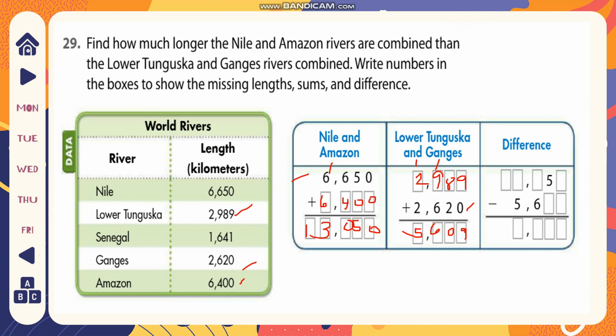And the difference, what is the difference? So 13,050 subtract by 5,609. So 0 minus 9 cannot be, 5 becomes 4, and this becomes 10. So 10 minus 9 is 1, 4 minus 0 is 4. Then 0 minus 6 cannot be. We need to borrow from 3. 3 becomes 2, and this becomes 10. 10 minus 6 is 4. Then 2 minus 5 cannot be. We need to borrow from 1. This becomes 0, and this becomes 12. So 12 minus 5 is 7.